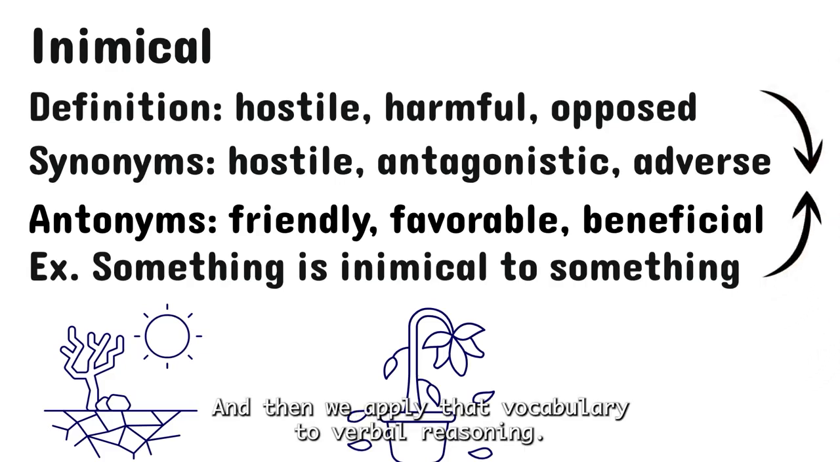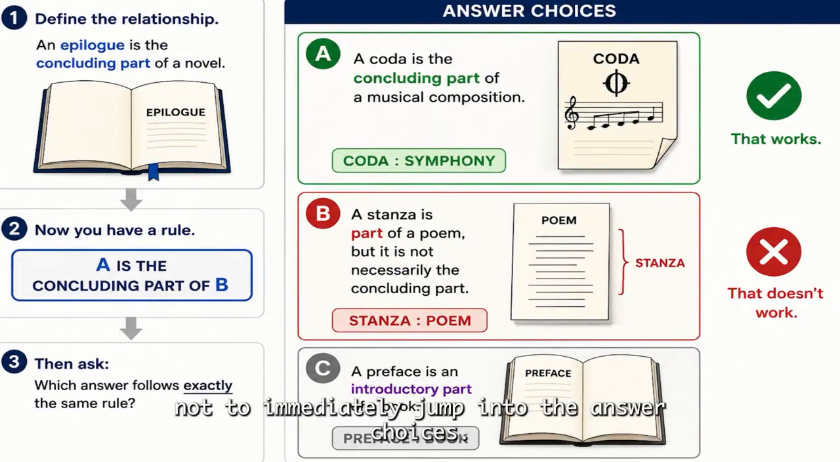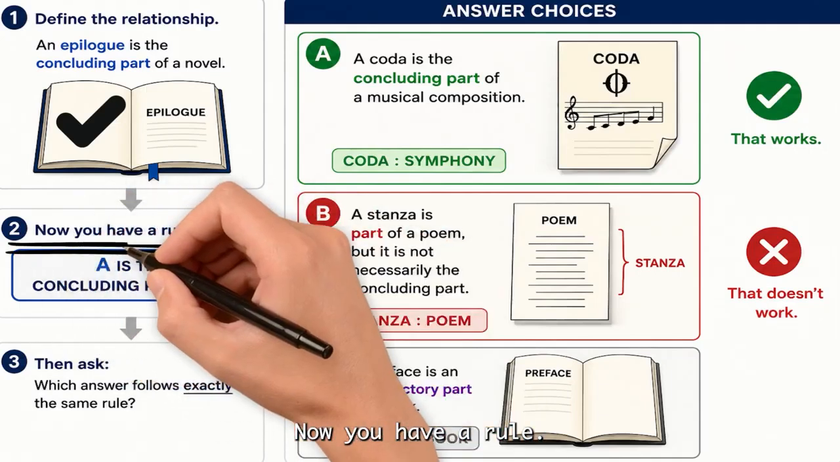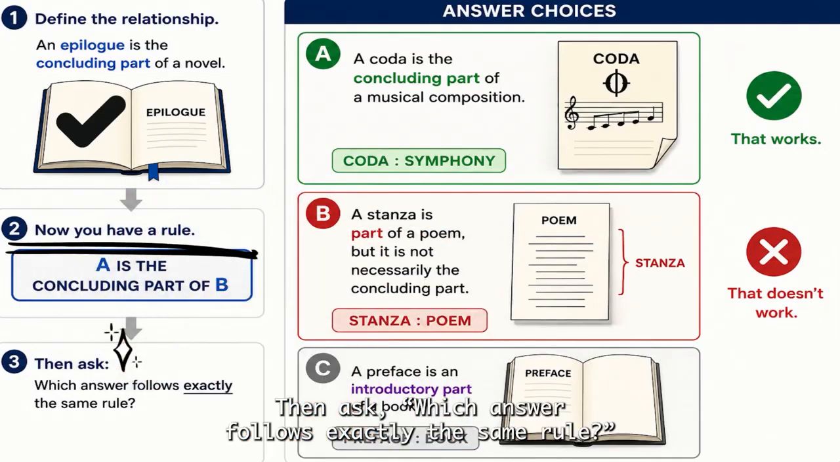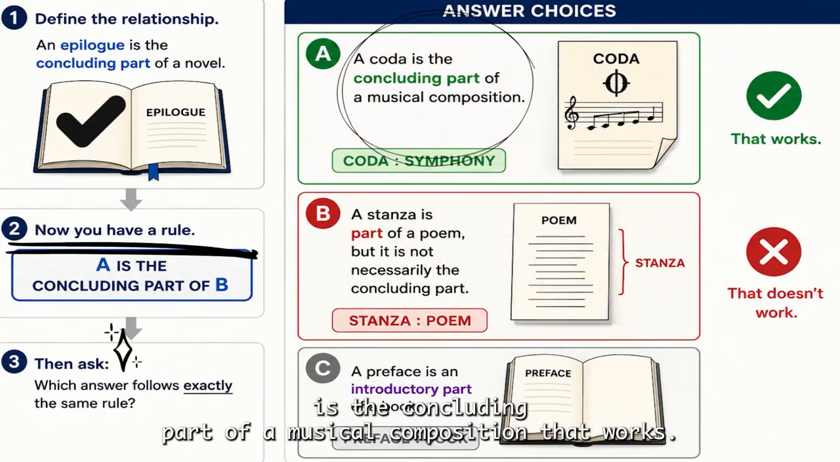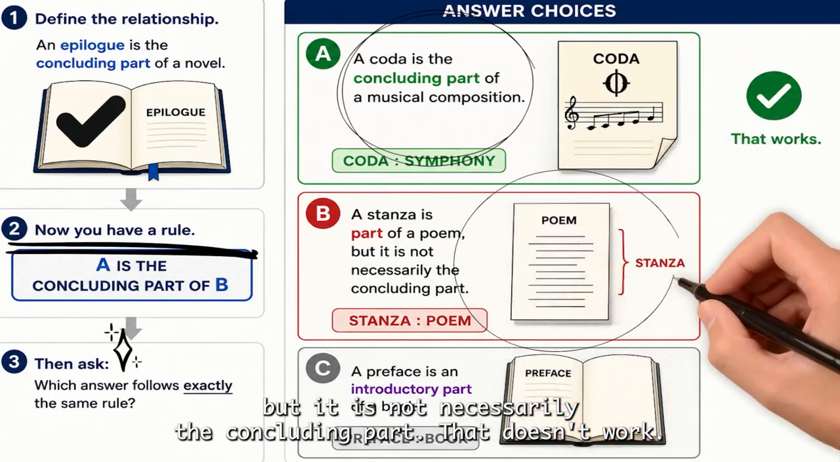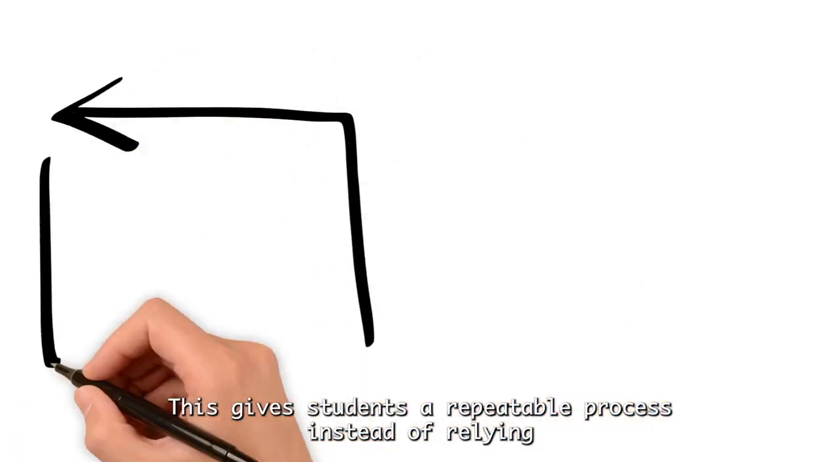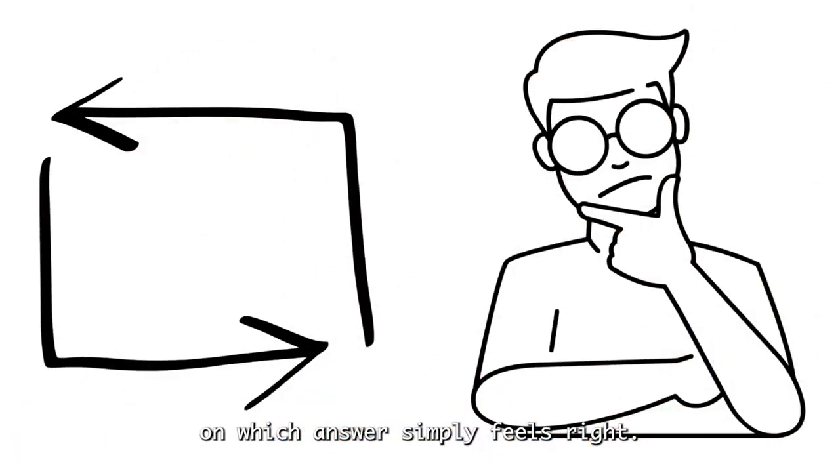And then, we apply that vocabulary to verbal reasoning. For analogy questions, we teach students not to immediately jump into the answer choices. First, define the relationship. An epilogue is the concluding part of a novel. Now, you have a rule. Then ask which answer follows exactly the same rule. A coda is the concluding part of a musical composition. That works. A stanza is a part of a poem, but it is not necessarily the concluding part. That doesn't work. This gives students a repeatable process instead of relying on which answer simply feels right.